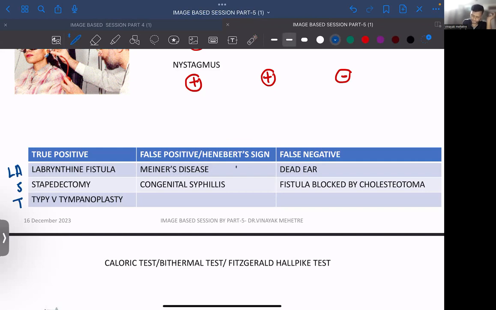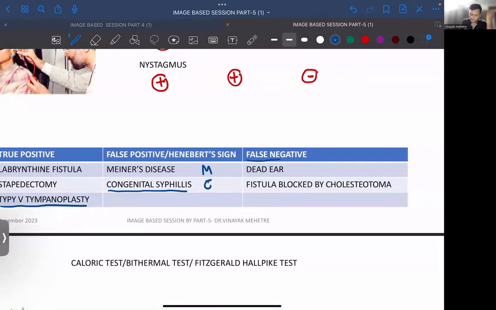Okay, mnemonic is MC. At least remember this and this. Okay, false negative: dead ear or fistula blocked by cholesteatoma. That means it is in CSOM, right? CSOM में cholesteatoma होता है, right? So you will get false negative fistula sign in this. You can remember by the mnemonic DEAF.